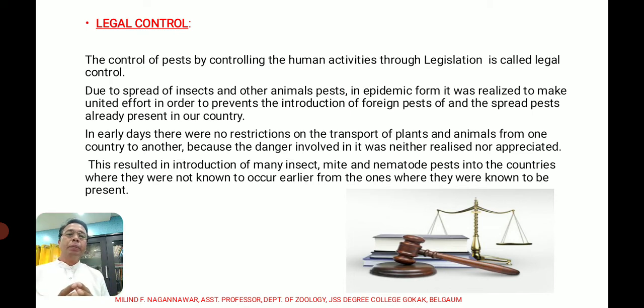This causes the epidemic. When this awareness came, a legal method of controlling the pest evolved. So acts were made regulating the transfer of plants or animals from one region to another, so that the pest should not be transferred from one country to another and should not result in an epidemic. So the control of the pest by making laws, that is, with legislation, is called legal control of pest.